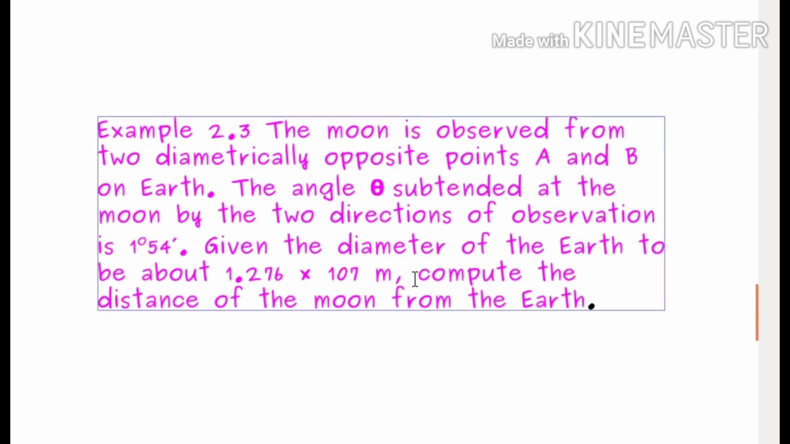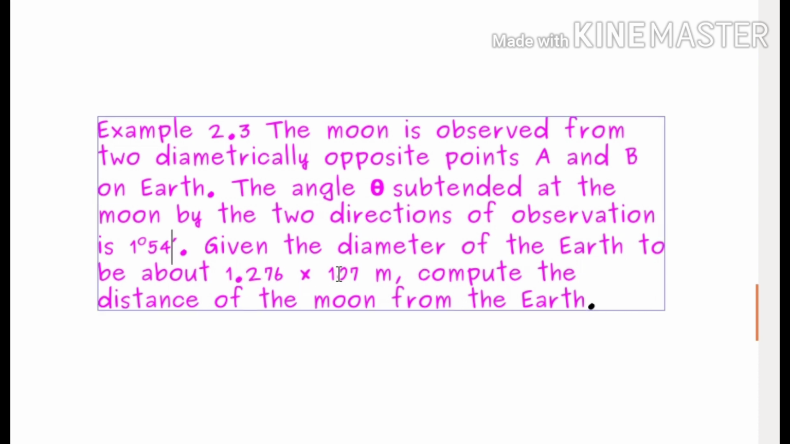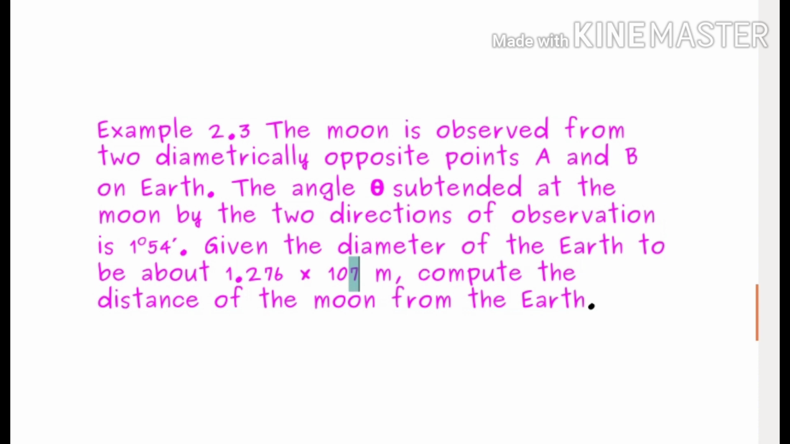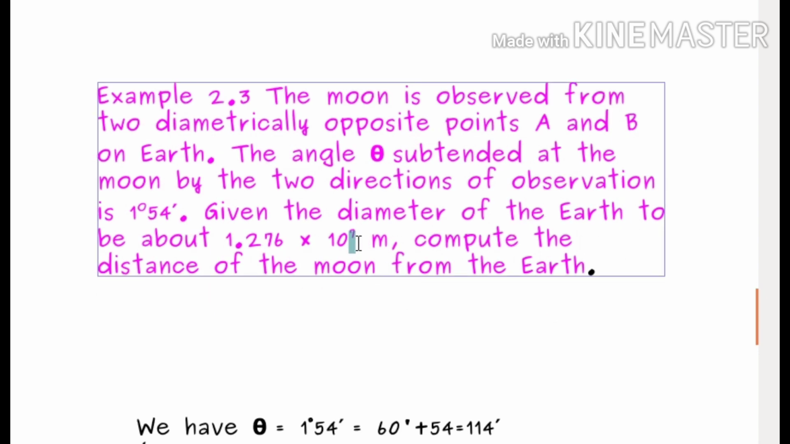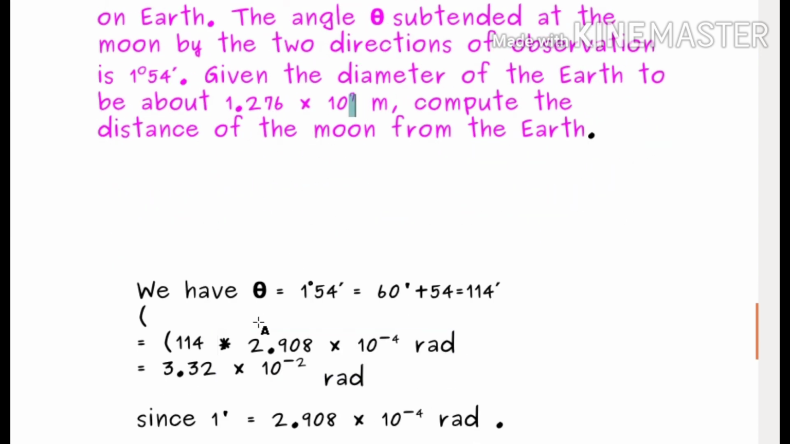Given the diameter of Earth to be about 1.276 into 10 to the power 7 meters. This is the diameter. Now we have to compute the distance of the moon from the Earth. Understand the question well. Otherwise pause the video and read the question by yourself. So we have theta equal to 1 degree 54 minutes.